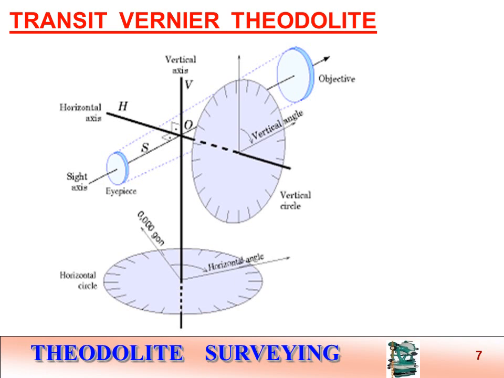And here in this particular figure, you will observe that the line of sight is going to make an angle of 90 degrees with the horizontal axis. This is more important.